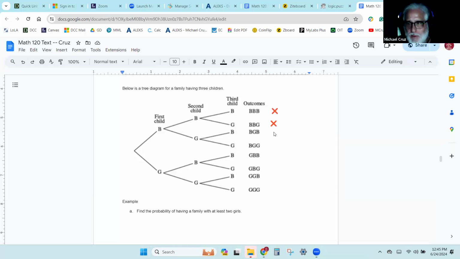Again, boy, girl, boy has only got one. This one has one. So I'm going to check that one. This one's got two boys, so not that one. And all the rest of them have at least one girl. 1, 2, 3, 4. So this is going to be 4 over 8, which is equal to 1/2.